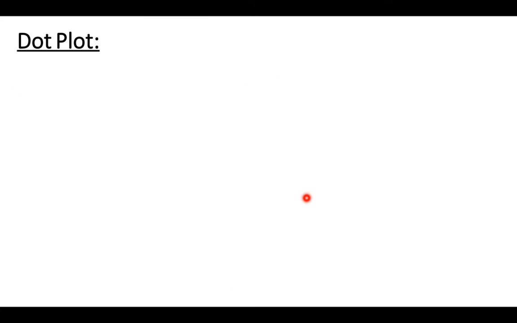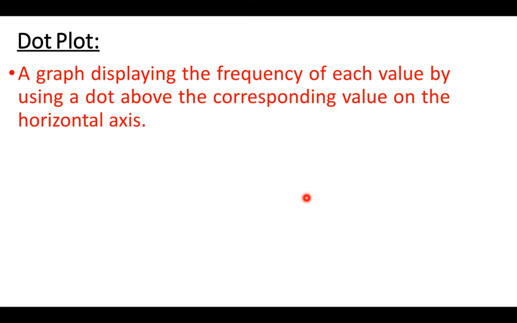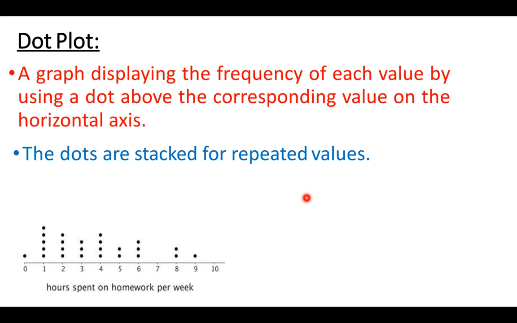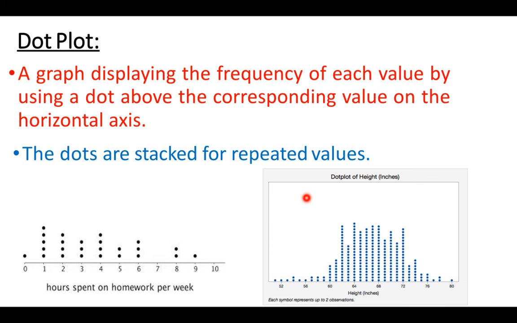The second one you should be a little bit more familiar with. You've probably at least seen these before, and that's a dot plot. You don't necessarily need to know the definition of this one, just really know how to read it. And we'll do a couple practice problems reading this. A dot plot displays the frequency of each value by using a dot above the corresponding value on the horizontal axis, and the dots are stacked for repeated values. Here's a couple examples of what these look like.